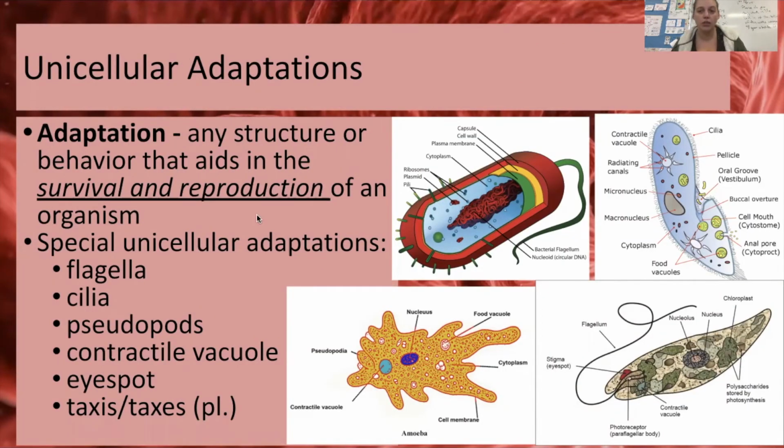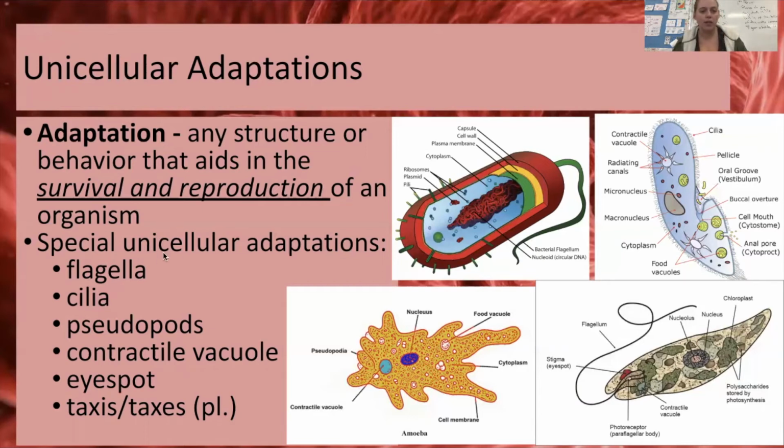We're going to look at some unicellular adaptations, how these single-celled organisms have certain structures or behaviors that help them to survive and reproduce, and that's what an adaptation is. So if we have an adaptation that is heritable, it can be passed on to offspring, then if it helps an organism to survive longer in its environment and reproduce more, then we should see more and more offspring that have that characteristic. So it's going to build up in populations over time, and that's how evolution takes place.